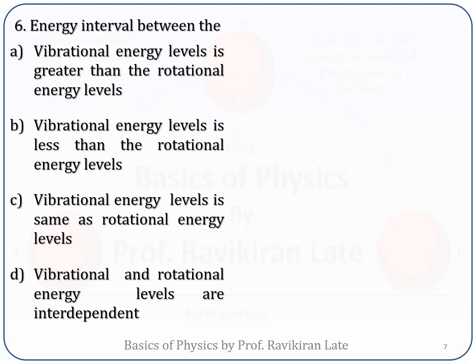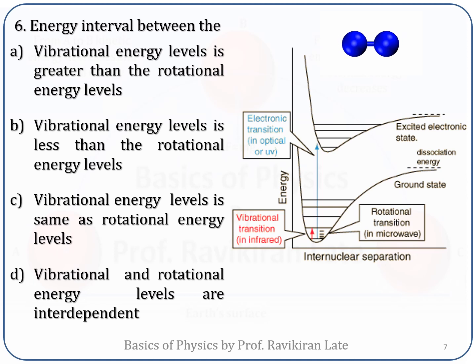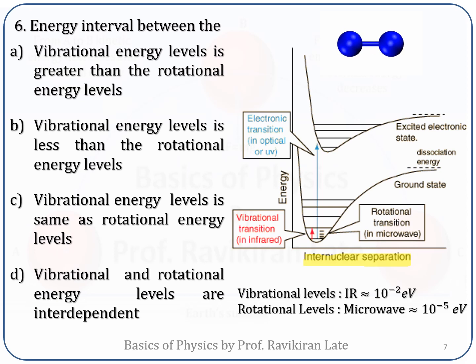Now see, it is about vibrational energy levels and rotational energy levels. We know that vibrational energy levels means you have an energy associated with the vibration of a molecule. We had seen the variation of the vibrational energy levels as a function of the internuclear separation between the two atoms in a molecule, and it is given in this fashion. If you look at the energy scales, vibrational energy levels are of the order of 10 raised to minus 2 electron volt.